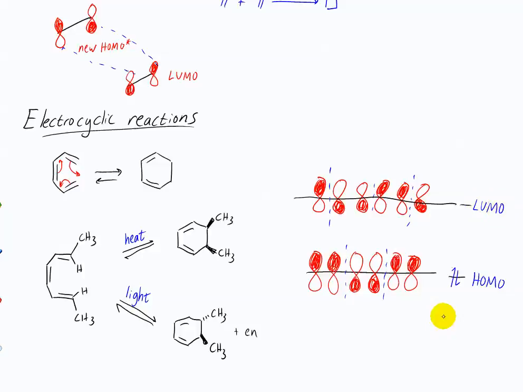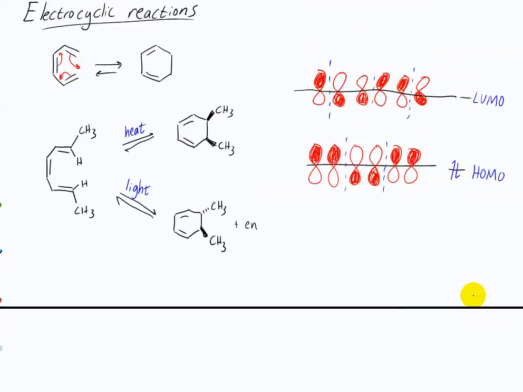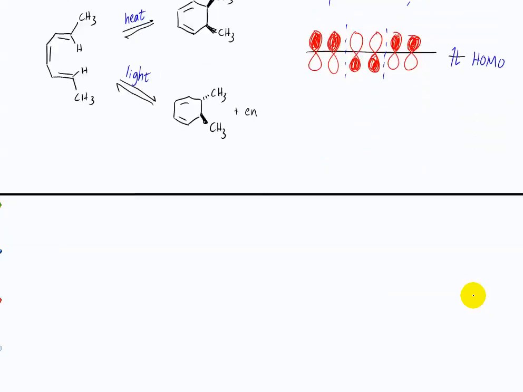Now to figure out what's going on here, we once again superimpose the HOMO or the LUMO onto the molecule and see what needs to happen for it to form its particular product. So let's look at the HOMO, for instance, on this one and try to sort of lay it out as best we can.